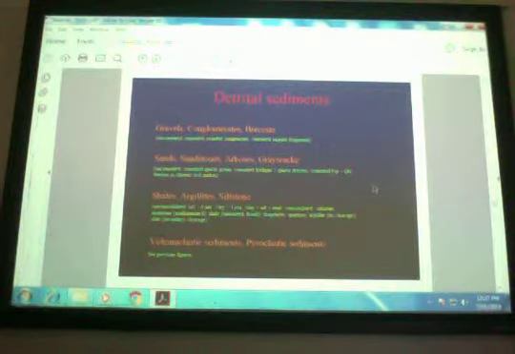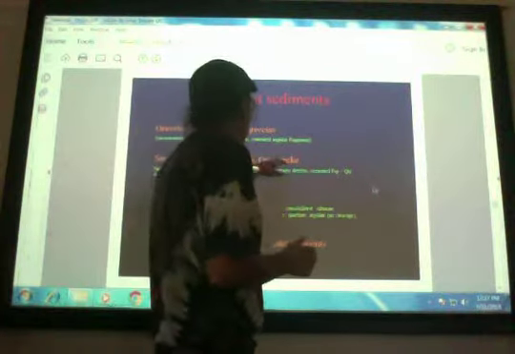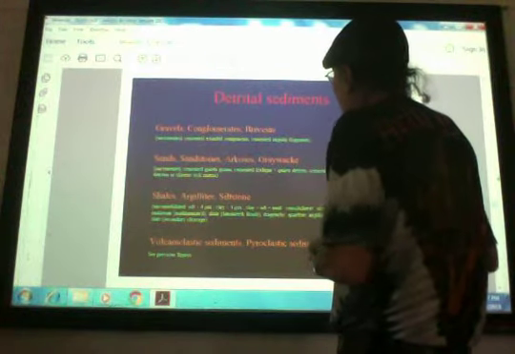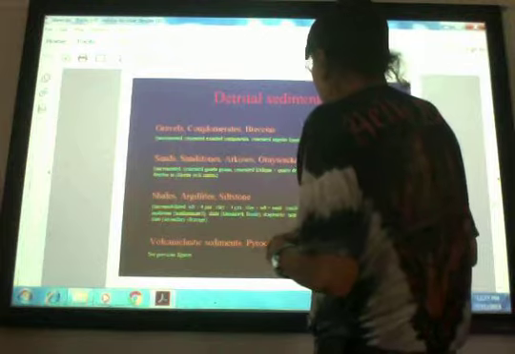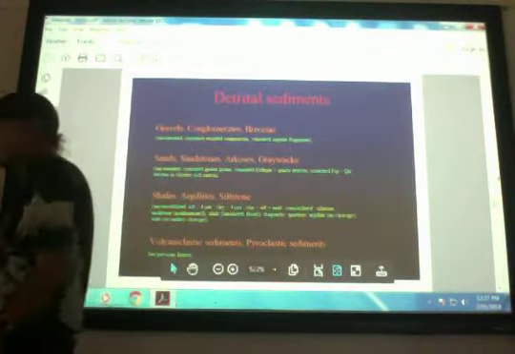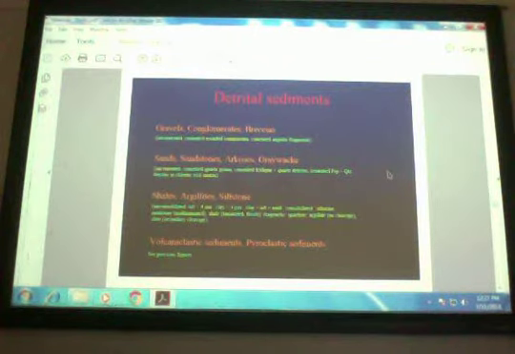So then we have detrital sediments, we have gravels, conglomerates, breccias, we have sandstones, arkoses and greywackes, we have shales, argillites and siltstones, and we have volcaniclastic sediments. Such volcaniclastic sediments you can also see here, and you will see them also during the field trip, does not matter if we are doing the field trip here or in Polo.